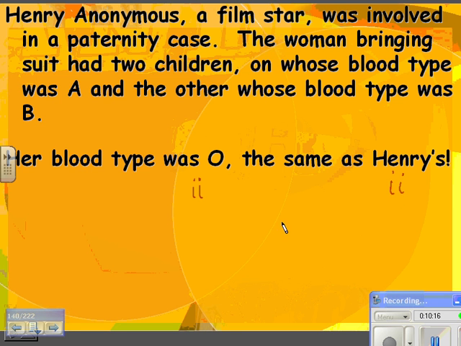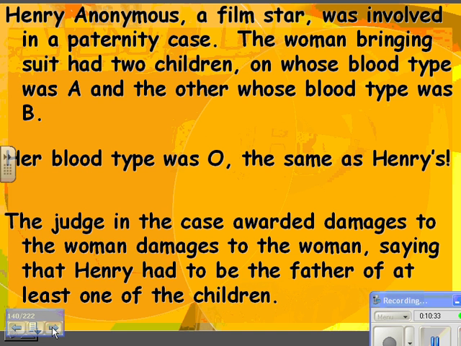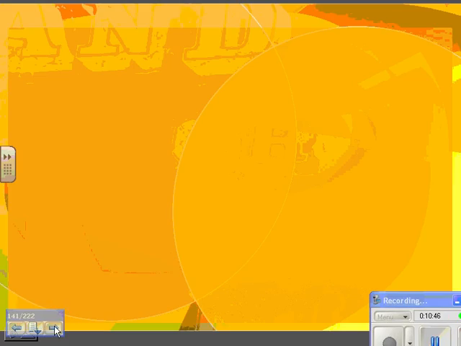That means every single kid of theirs must have type O. These are little i's, I'm not drawing them very well, am I? Every single kid of theirs would be type O. That's the only kind they could be. So the judge in the case awarded damages to the woman, saying that Henry had to be the father of at least one of the children. Nope, afraid not. Poor Henry.